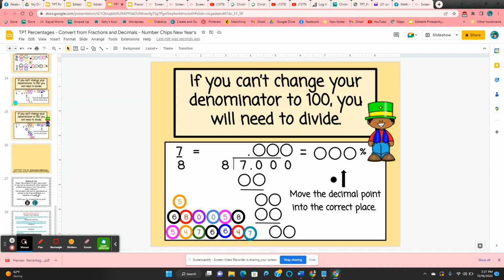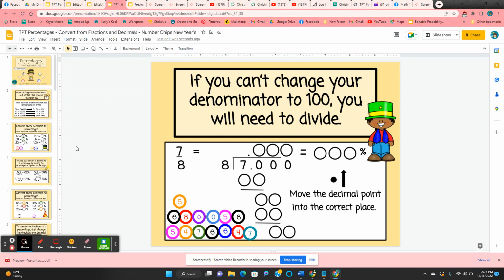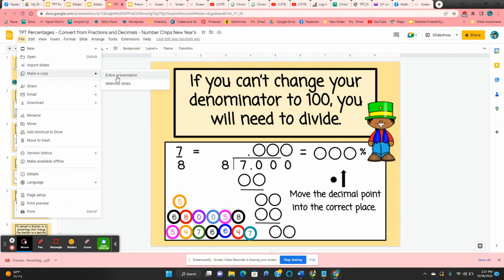Now, all the completed slides are on here for the teacher. So if you want to assign this to the students, just come up here to File, make a copy of the entire presentation, and then just delete the slides that have the answers.